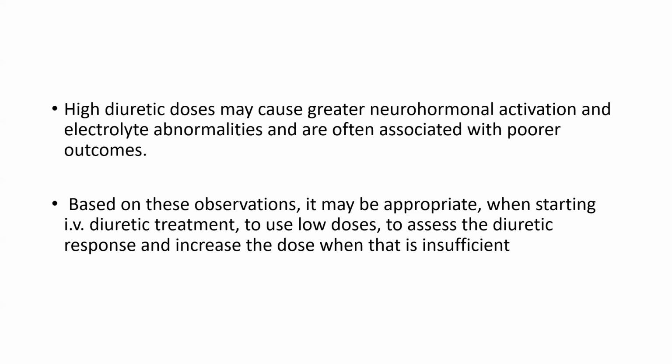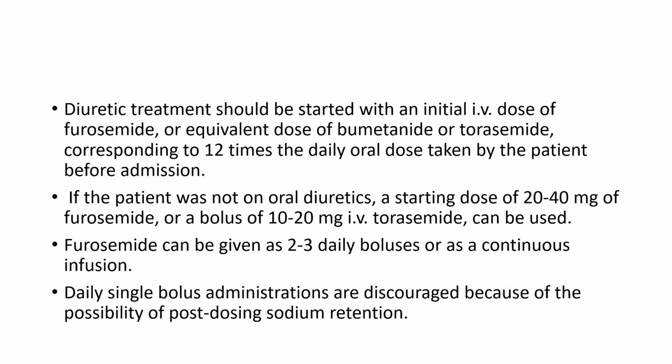So based on this observation, it may be appropriate when starting IV diuretic treatment to use low doses to assess diuretic response and then increase the dose if insufficient. So whenever you are starting with the diuretic, it's recommended to start with the low dose and then gradually escalate, seeing how the patient is responding. So diuretic treatment should be started with an initial IV dose of furosemide or equivalent dose of bumetanide or torsemide corresponding to 1 to 2 times the daily oral dose taken by a patient before admission.